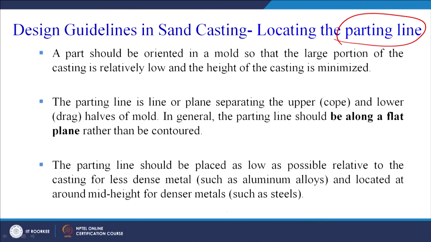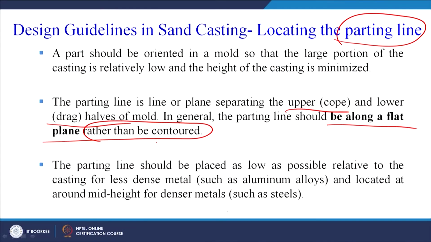The parting line is a line or a plane separating the upper, that is the cope, and the lower, that is the drag halves of the mold. In general, the parting line should be along a flat plane rather than be contoured. So the cross section may not be too varying, or the parting line must not be contoured, it must be straight as far as possible. The parting line should be placed as low as possible relative to the casting for less dense metals such as aluminum, and located at around mid height for denser metals such as steel.